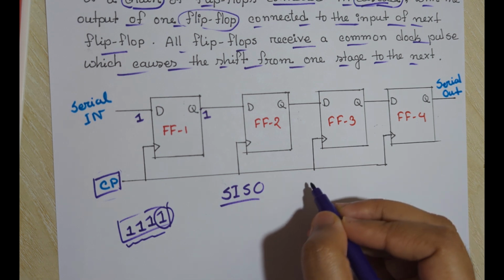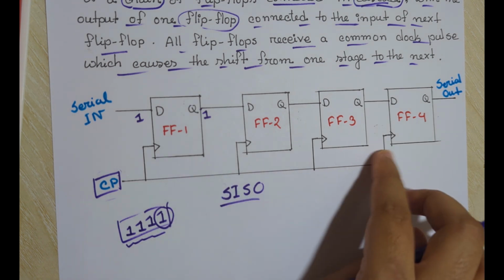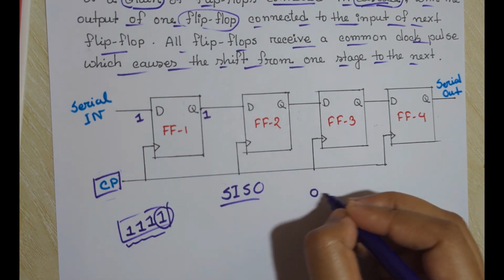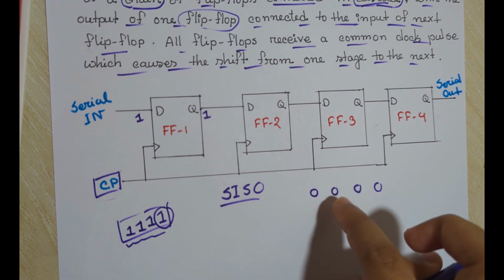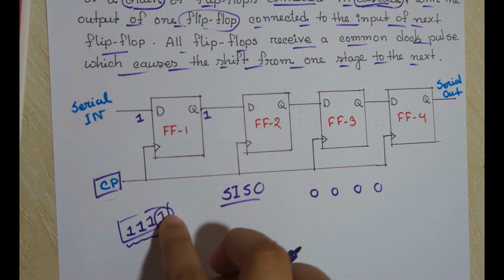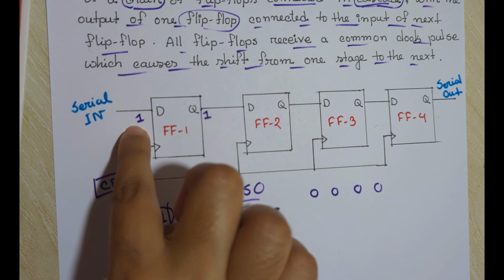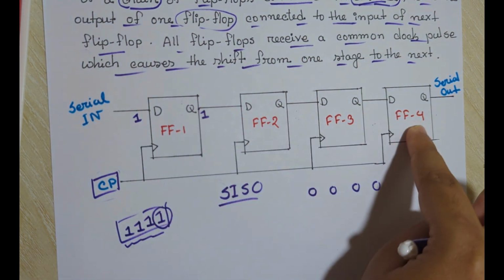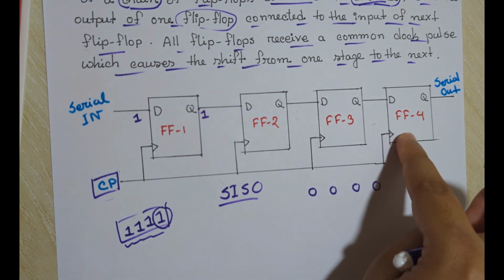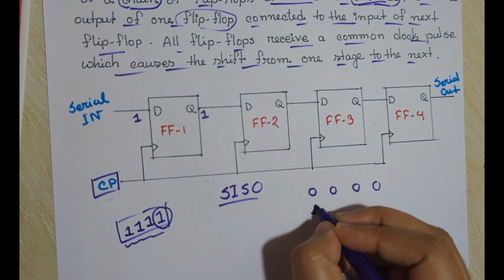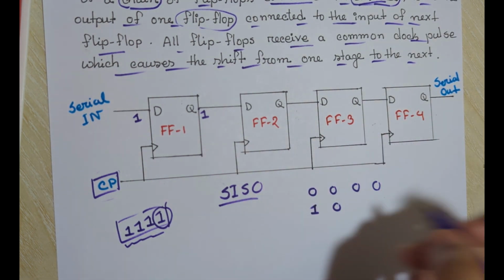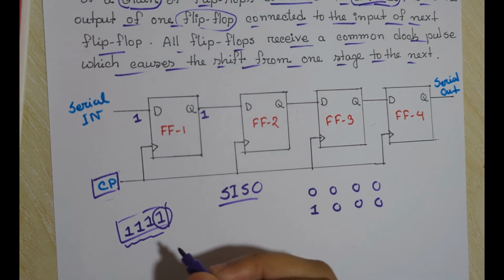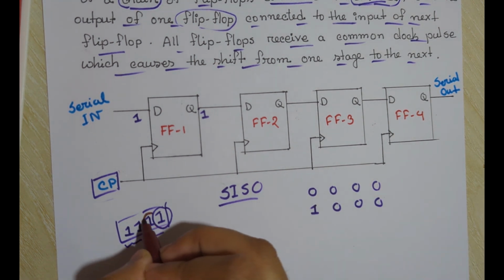At first, all the flip-flops are in the reset condition, which means the outputs of all the flip-flops are 0 0 0 0. After we give the first input as 1, we get the output of the first flip-flop as 1, and there is no change in the others, so they remain unchanged. This means the first will be 1 and the outputs of the other 3 flip-flops will be 0. Then we give the second input.